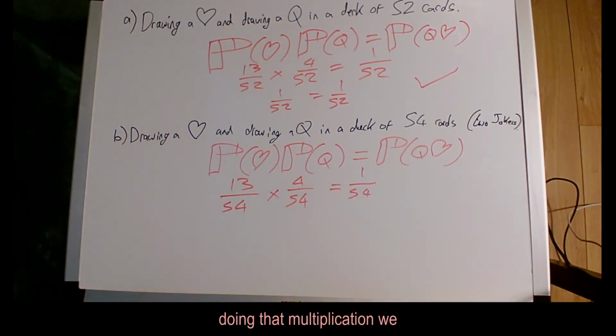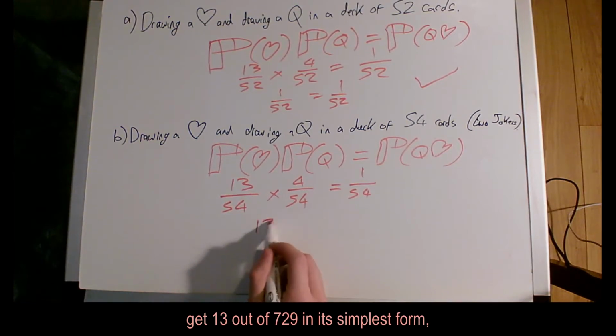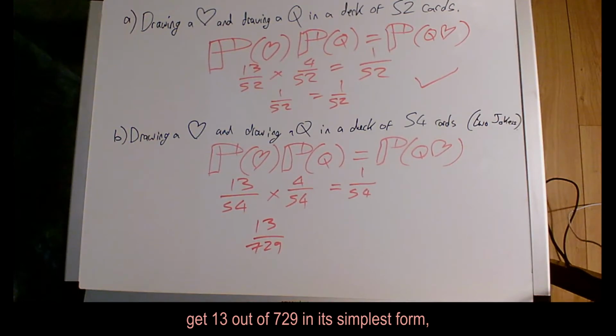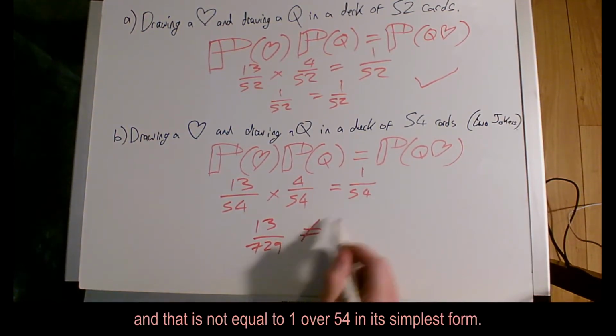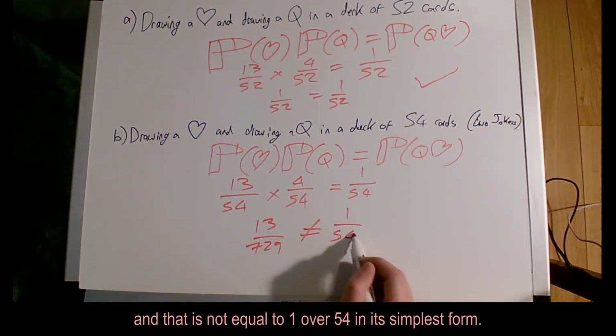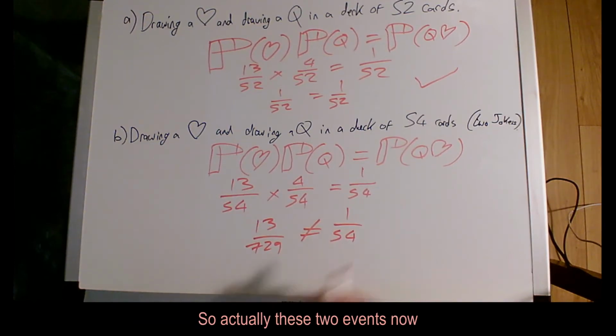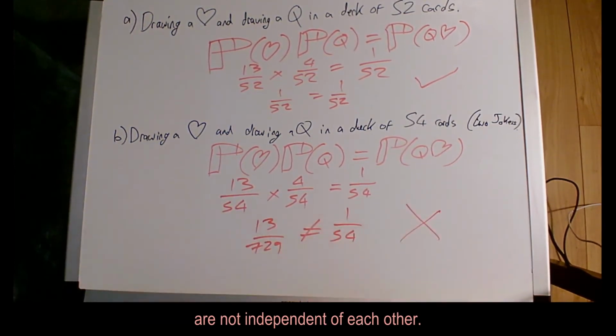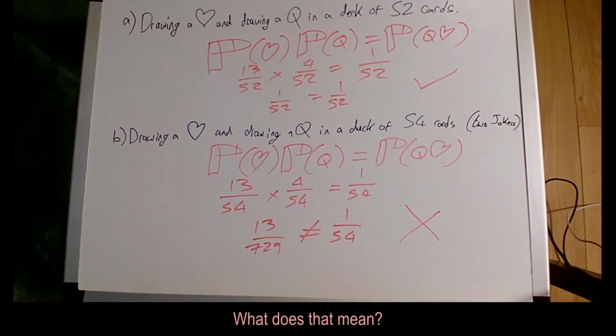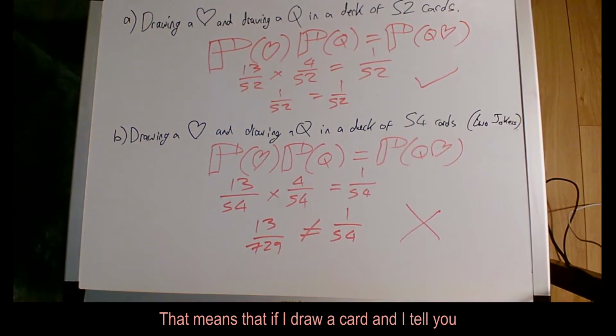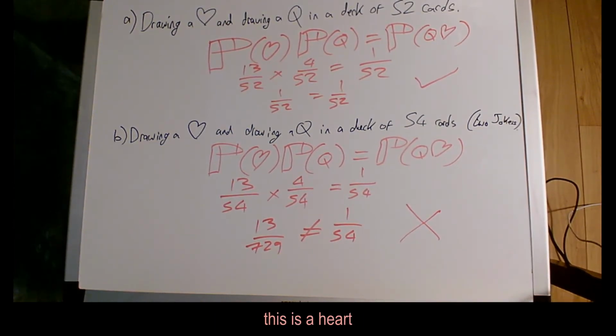Now, doing that multiplication, we get 13 out of 729 in its simplest form, and that is not equal to 1 over 54 in its simplest form. So actually these two events now are not independent of each other. What does that mean? That means that if I draw a card and I tell you this is a heart, you've got more of an idea whether it's a queen or not than before.